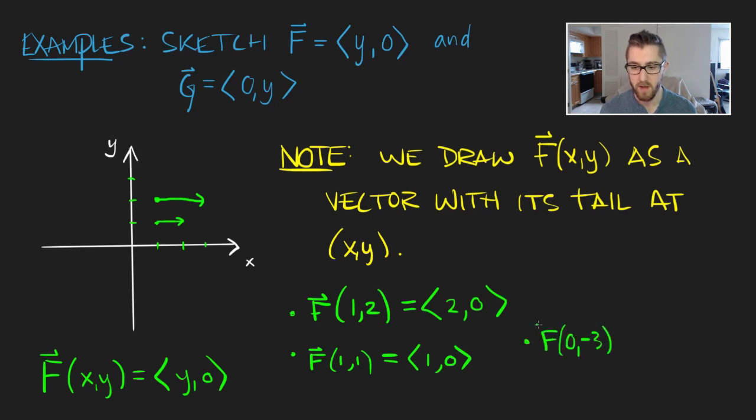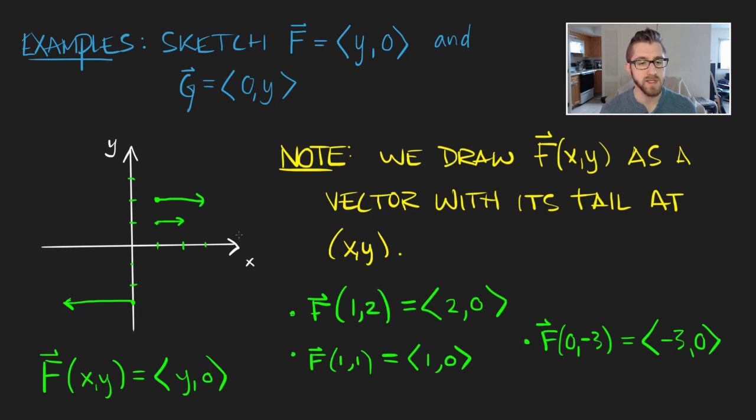That'll be the vector negative 3, 0. And that'll be a vector that I draw at 0, negative 3, which is, let's say here. It's a vector that points to the left by 3, something like that. To draw the entire vector field, we'd want to put vectors at lots of different points.